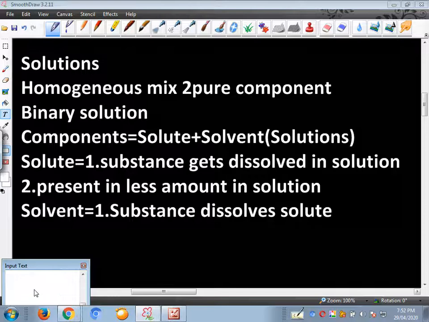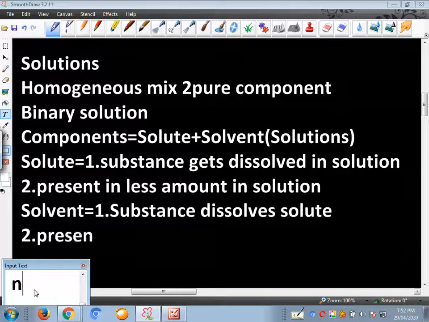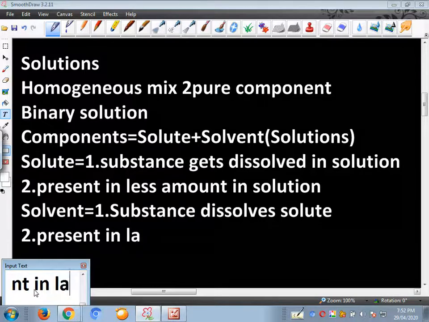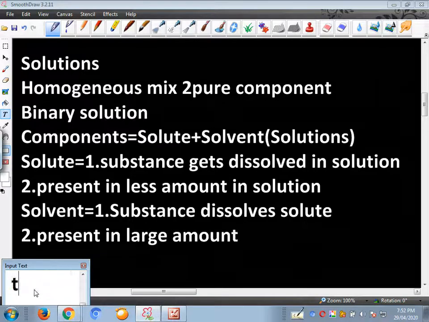Now, what is the second way of definition? We said in solute that the second definition is that it is present in less amount. In case of solvent, it is present in large amount in a solution. That substance we call as what? Solvent. So solvent can be defined as the substance which dissolves solute in a solution, or the substance which is present in large amount in a solution, is called solvent.